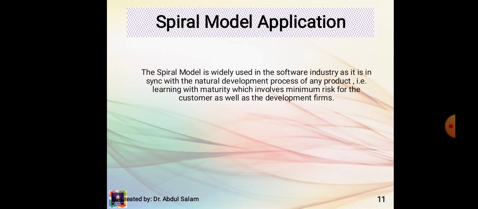Spiral model applications. The spiral model is widely used in the software industry as it is in sync with the natural development process of any product, learning with maturity, which involves minimum risk for the customer as well as the development firms.